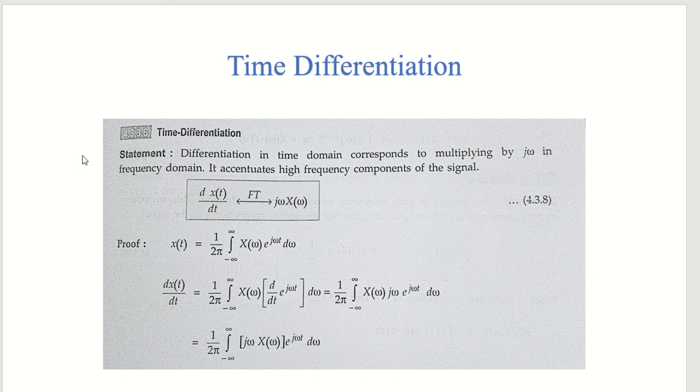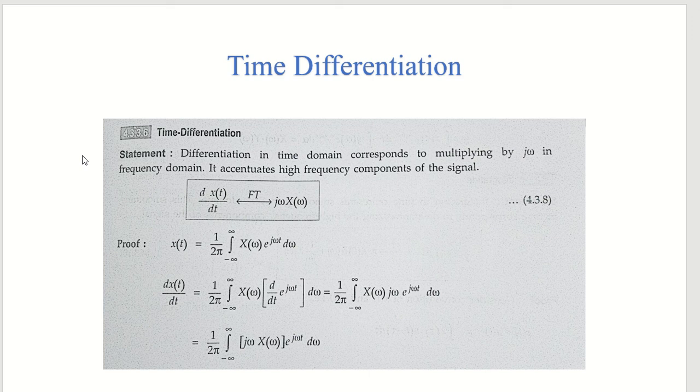So it can be mathematically expressed as: if you are taking the differentiation of your input signal x of t, dx(t) by dt, and if you are taking the Fourier transform of it, you will get j omega into X of omega. Now again, let's try to prove it. It's pretty simple. So x of t will be equal to 1 by 2 pi integration minus infinity to infinity X of omega e raised to j omega t d omega. So this is the formula for the Fourier transform of your signal.